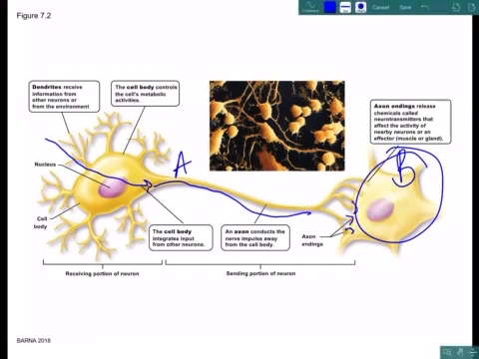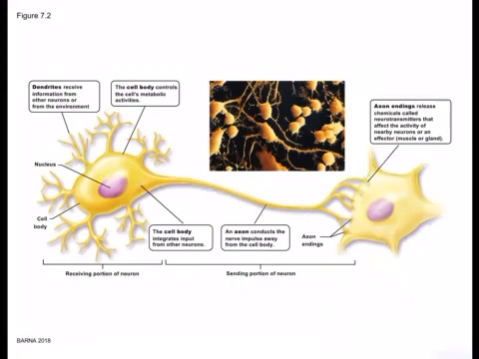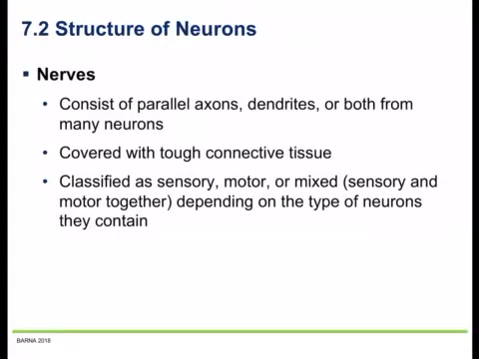Now, sometimes the message doesn't completely go from neuron A to neuron B. In between here, we'll talk about this later, you need what's called neurotransmitters. And these neurotransmitters are chemicals that basically cause the nerve impulse to travel from one neuron to the next neuron.